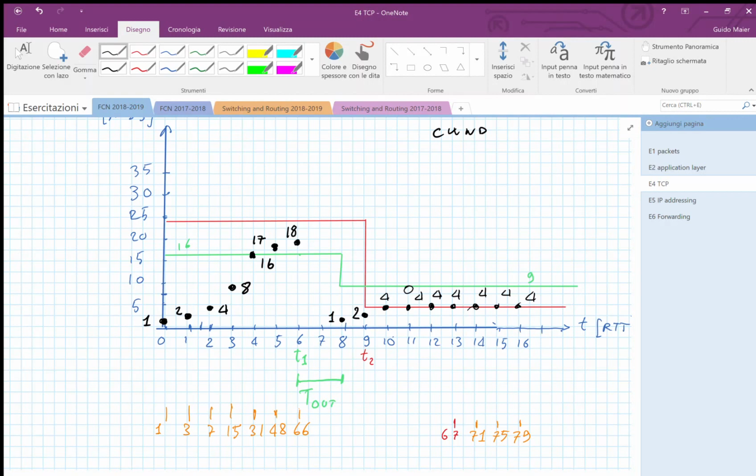So the total transfer time that was required by the exercise for this file is 16 round trip times, which is equal to 8 seconds. Okay. Questions?